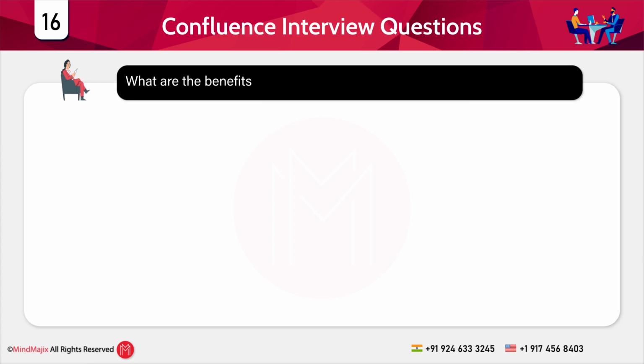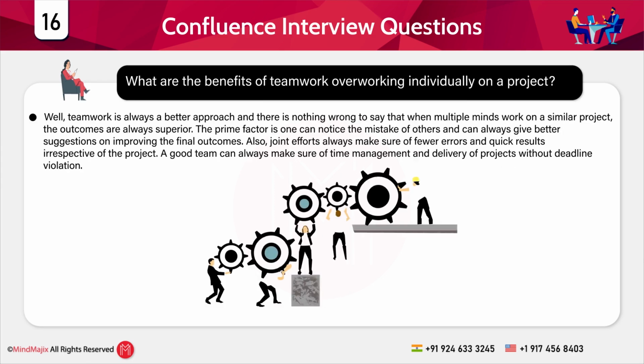What are the benefits of a team overworking individually on a project? So I told you that Agile has a principle that people work as individuals and they are self-organizing and interdependent. They are not dependent upon one another, right? Well, the answer should be like teamwork is always a better approach. So when you say this, it will give a positive impression to the interviewer.